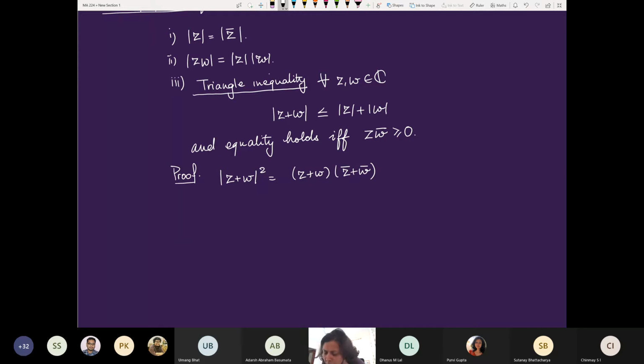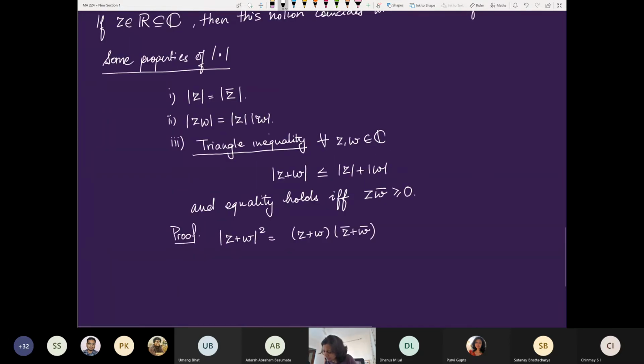Sorry to interrupt, but modulus is actually extending the notion of modulus of a real number, but absolute z equal to absolute x plus absolute y also does that. Why don't we use that?